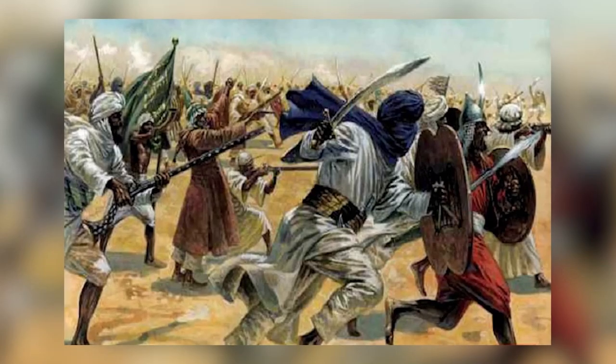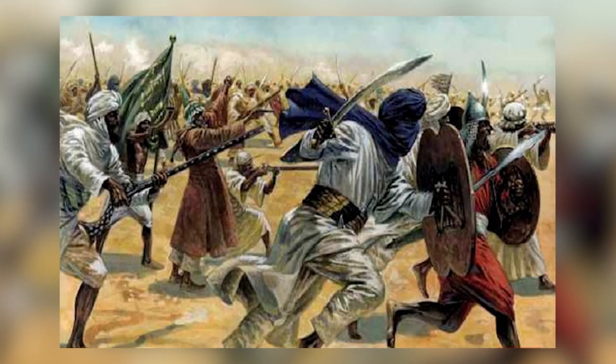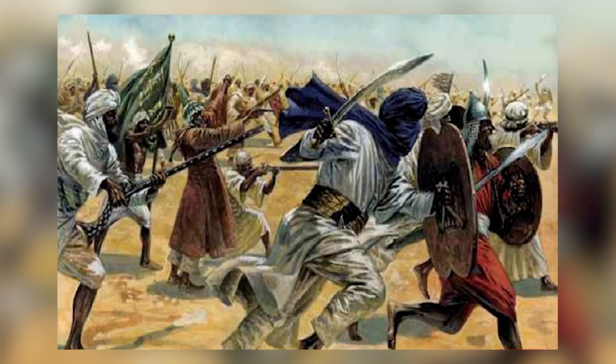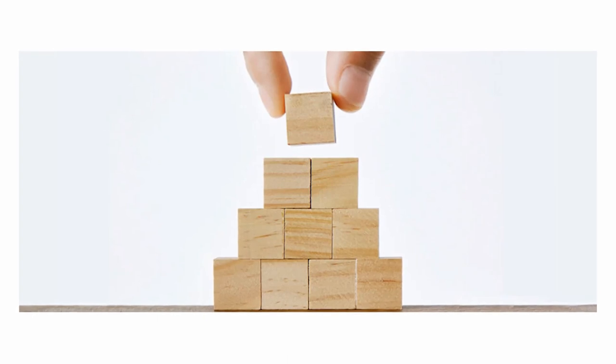It is seen as a direct effect of the catastrophic disruption to legal and political institutions caused by the Turkish invasions. Due to this, different occupational communities created their own system of justice and governance. Caste now emerged as a rigid, closed, endogamous system that gave a person identity and a sense of belonging, pride, and comfort in the wake of oppressive invaders. This was the beginning of the hierarchical system.